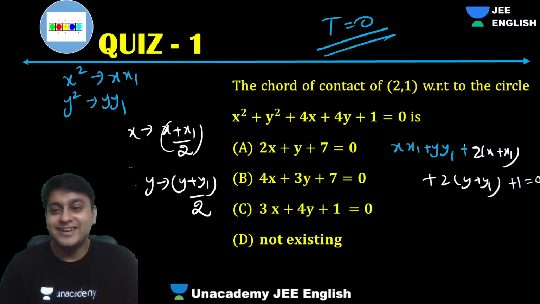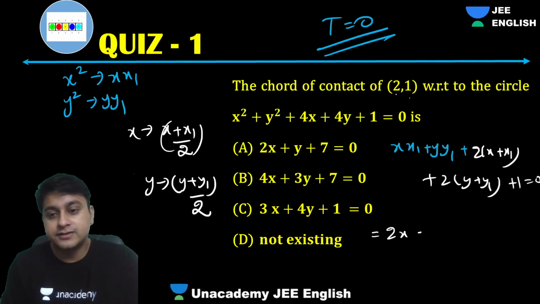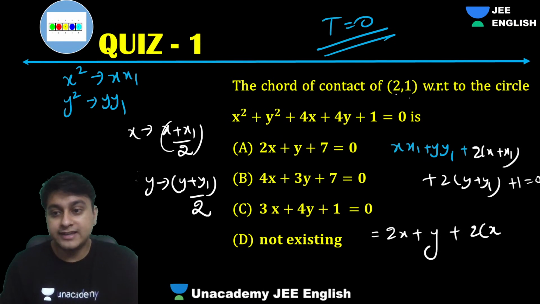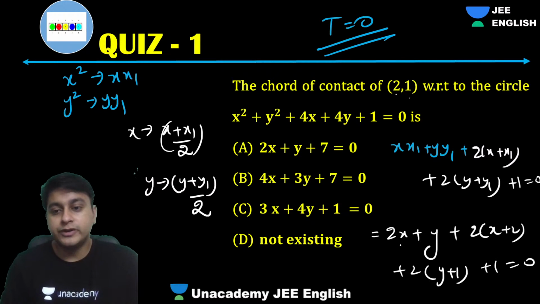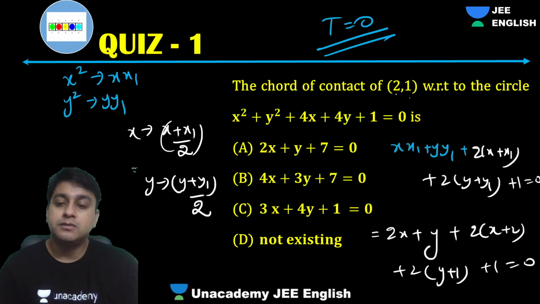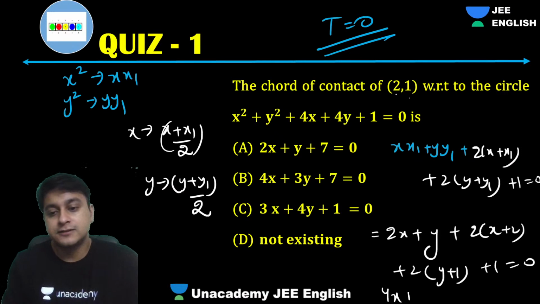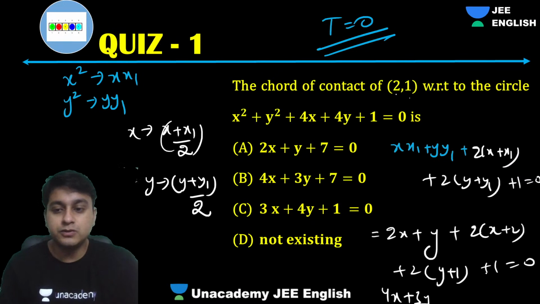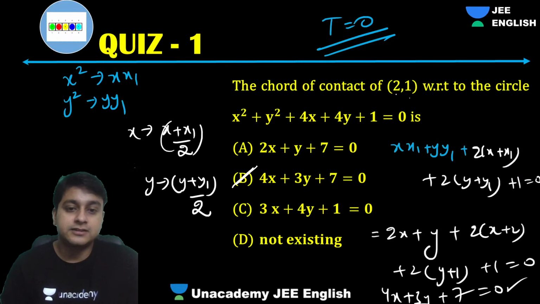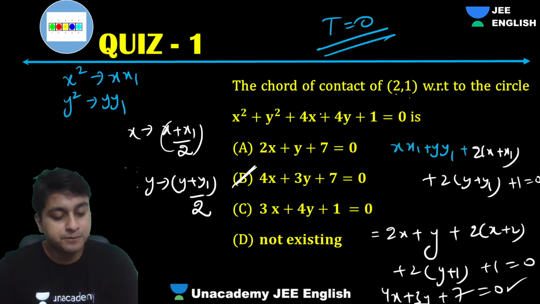Now guys, you have to put x1 as 2 and y1 as 1. So what will we get? 2 times (x + 2) plus 2 times (y + 1) plus 1 equals to 0. When you open it up, we'll get 4x + 3y + 4 + 2 + 1 = 7. 4x + 3y + 7 equals to 0. That is the answer. Clear? Easy. So next.